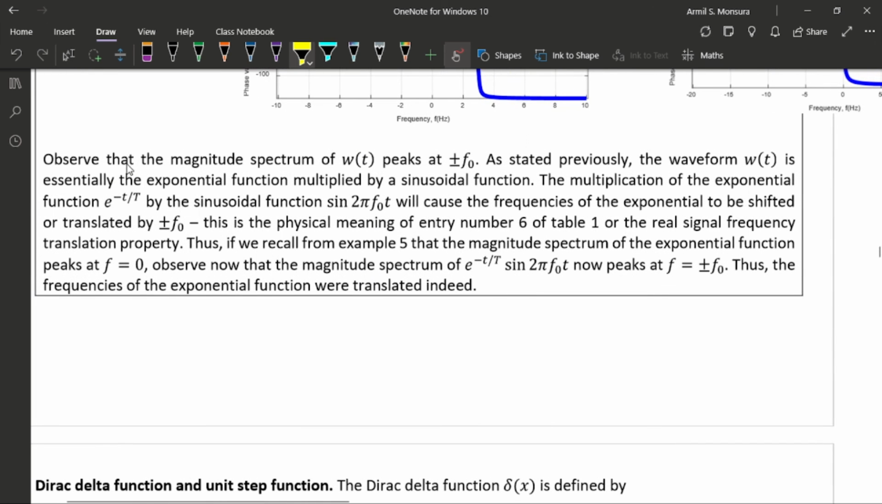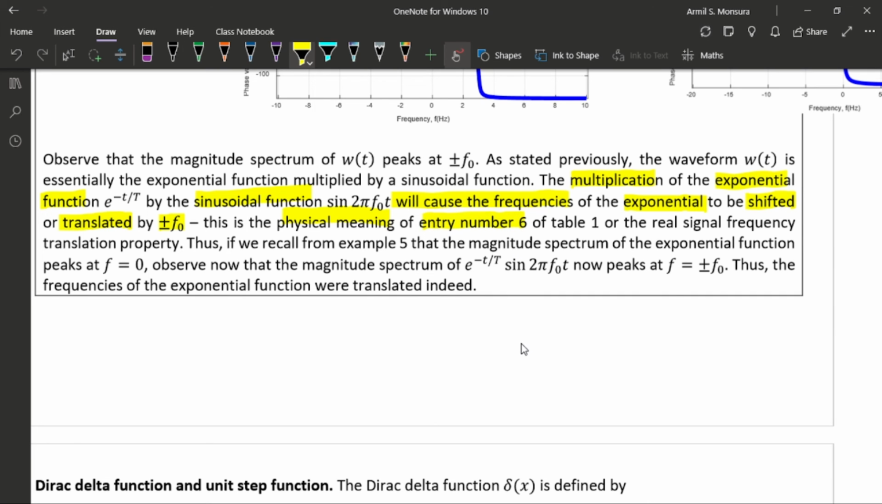So yun na nga. Observe that the magnitude spectrum of your waveform peaks at plus or minus F0. Okay, and as stated previously, the waveform WT is essentially the exponential function multiplied by a sinusoidal function. Okay, so the multiplication of the exponential function by a sinusoidal function will cause the frequencies of the exponential waveform to be shifted, or translated, by plus or minus F0. Okay, and that is the physical meaning of the frequency translation property of entry number 6.